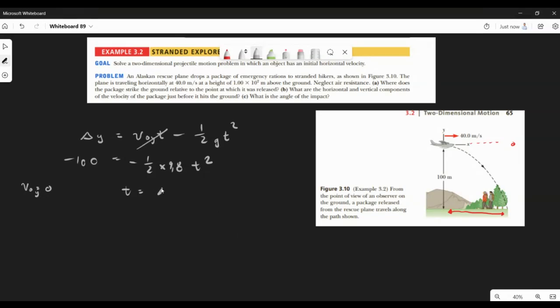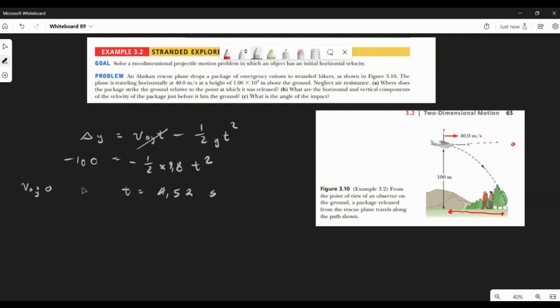So you should get around 4.52 seconds. You guys get that? So this is the time it took, rather, for it to land on the ground. All right, but we don't want that. We want to know where the package strikes the ground relative to the point it was released, right? So it gets dropped off there. How far did it travel? Basically in the x direction.